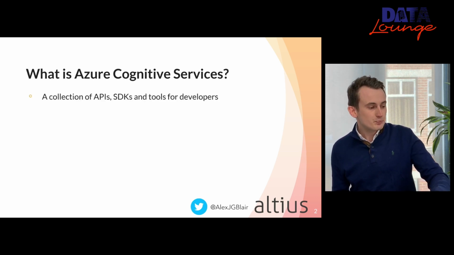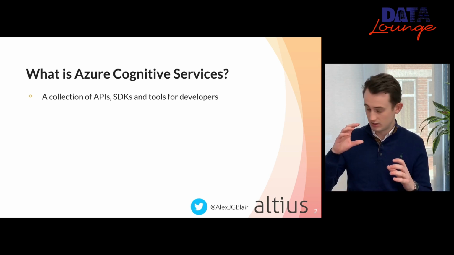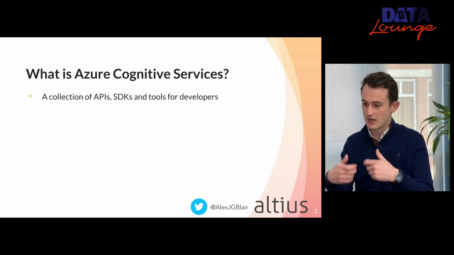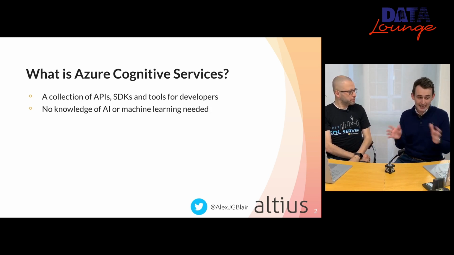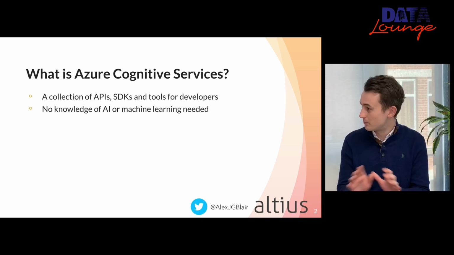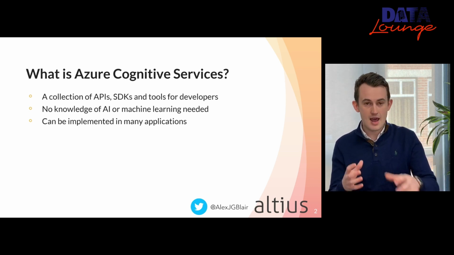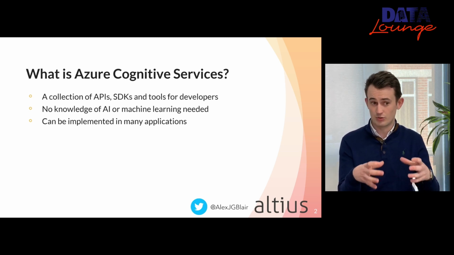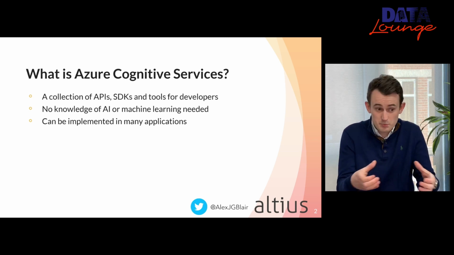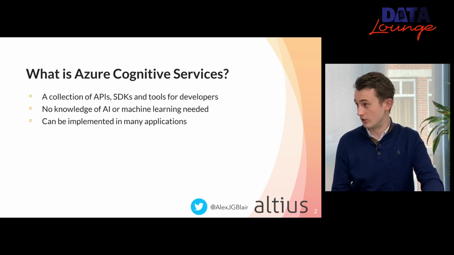Cognitive services is a collection of APIs that are managed by Microsoft, and those APIs have SDKs that sit on top of them. You don't need any knowledge of AI or machine learning. You just need to know a little bit about how web requests are made, and you can start calling this stuff. The really cool thing is, because of the breadth of the SDKs and the fact it is just a REST API underneath it all, pretty much anything that can have an external connection you can start implementing and pulling into your applications.